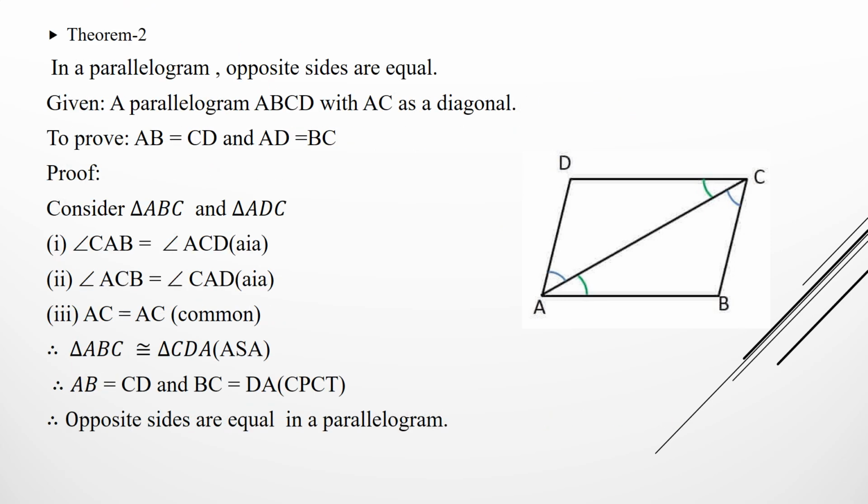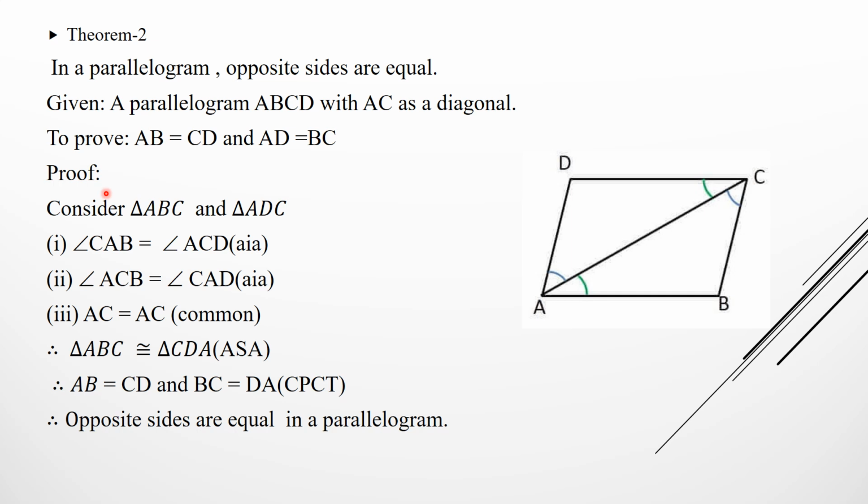Now, theorem 2. We have learned three properties for a parallelogram, and the first one is opposite sides are equal. Let us prove the theorem. Theorem 2. In a parallelogram, opposite sides are equal. We are given a parallelogram with a diagonal AC. So, we can write given a parallelogram ABCD with AC as a diagonal. To prove the opposite sides are equal. Here the opposite sides are AB equal to CD or AD equal to BC.